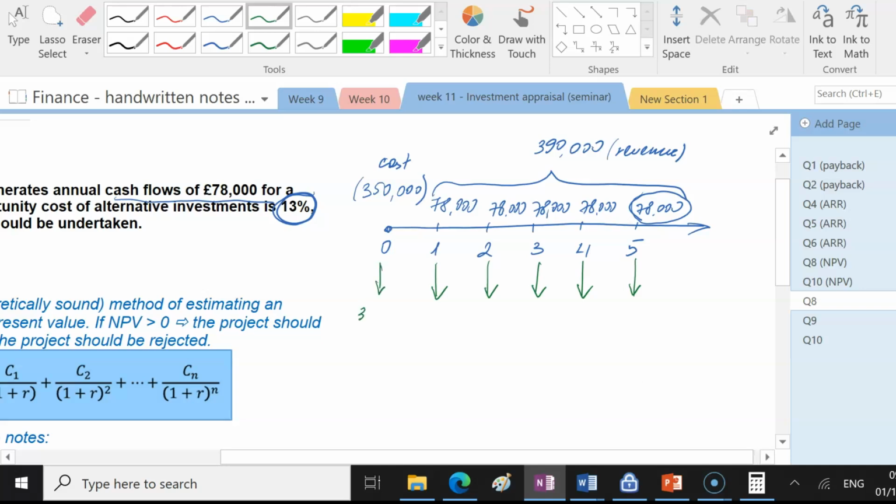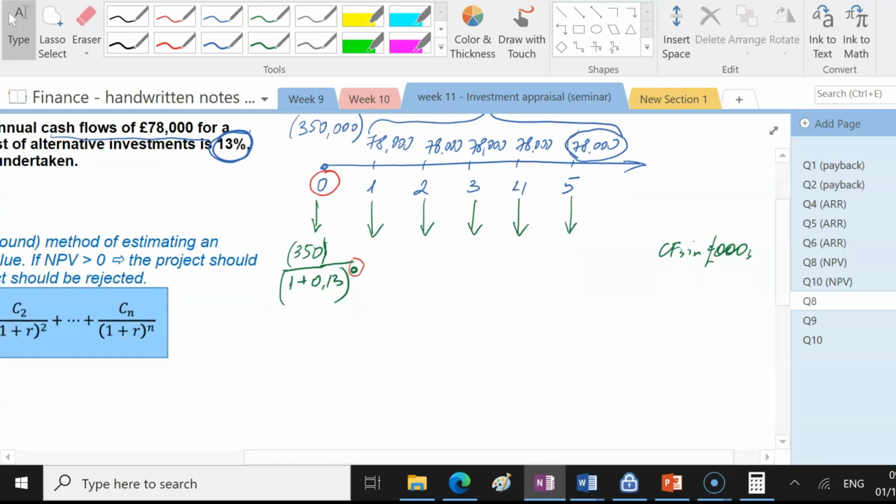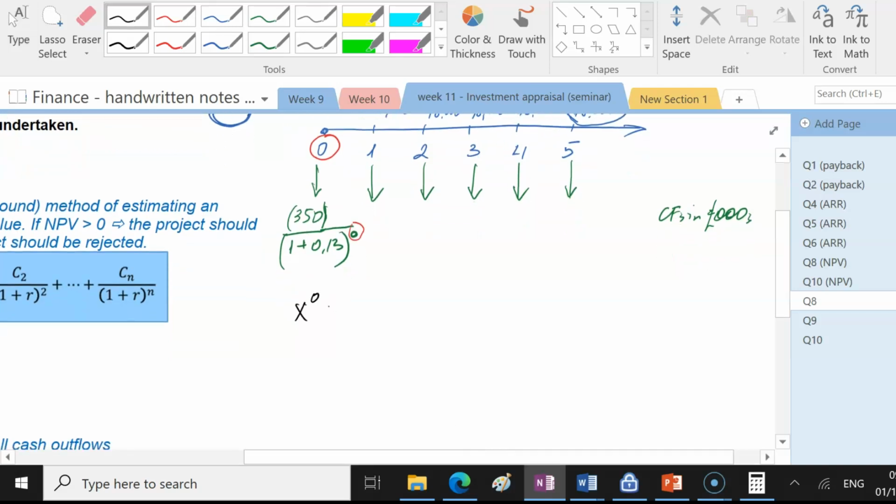The first cash outlay, 350, all cash flows in thousands. I will not keep writing down all of these zeros. I will just keep the numbers, the thousands. We can discount this if we prefer, using our discount factor, but we would need to raise it to power 0, which relates to our time period. And any number, any x raised to power 0 is actually unity, which means that our term in the denominator is equal to unity, which actually means that the whole thing is just equal to 350 with a negative sign.